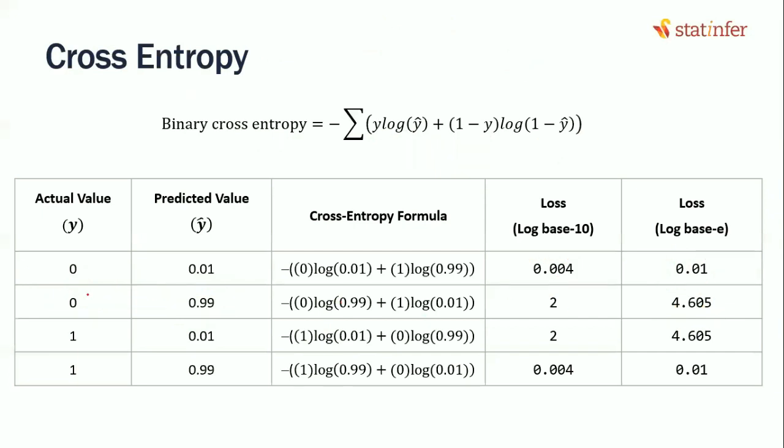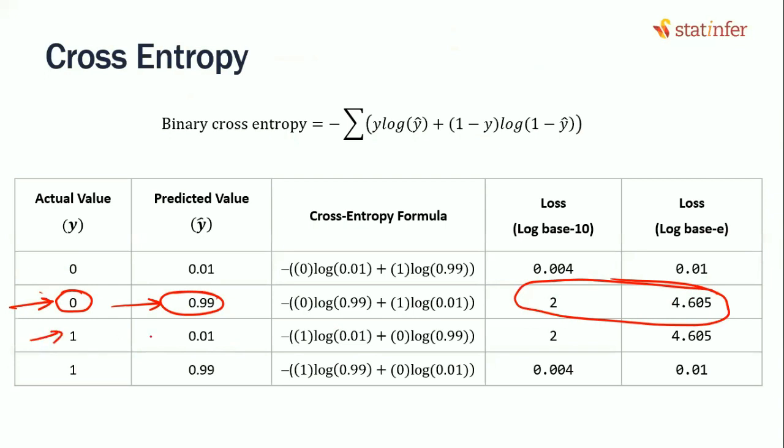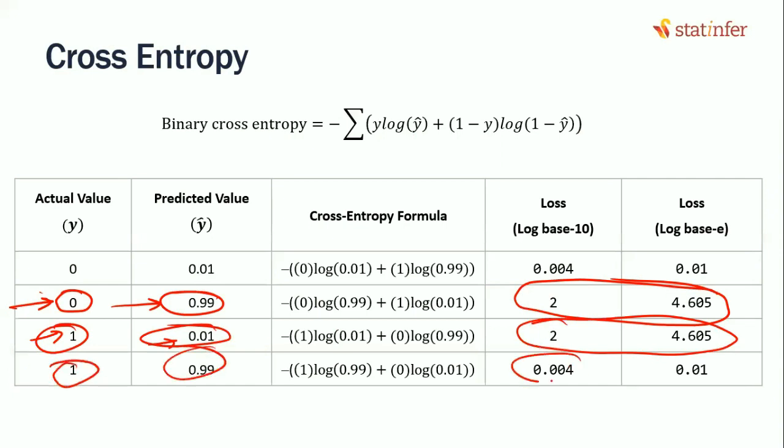Think about it, all of you. Actually 0, but the predicted value is 0.99, error is higher, whether you take log to the base 10 or base e. Actually is 1, predicted value is 0.01, then again error will be higher. Actually is 1, 0.99 is the predicted value, error will be lower. This is called binary cross entropy.